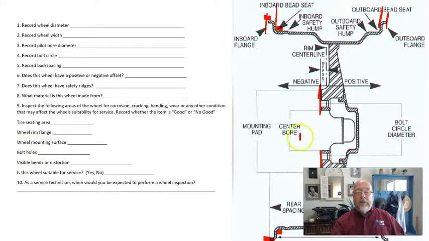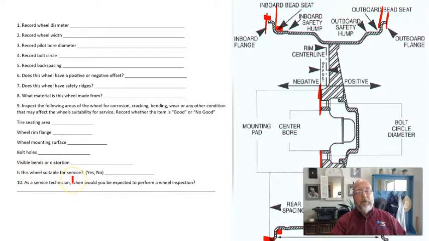The wheel mounting surface, so where it bolts on the vehicle, again, aluminum wheels in particular, inspect for corrosion. You want to make sure that the wheel is going to bolt up securely. The bolt holes can suffer from damage from going on and off multiple times, or from being incorrectly tightened or run loose. If the bolt holes are damaged, the wheel needs to be replaced. There's typically not a lot you can do with that. Okay, visible bends or distortion. So just look overall at the wheel and see if it's in good shape.